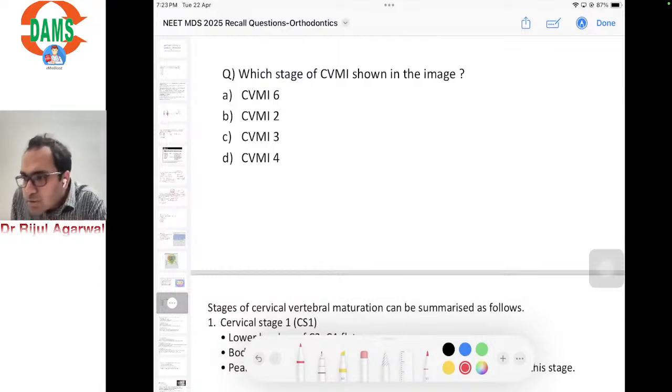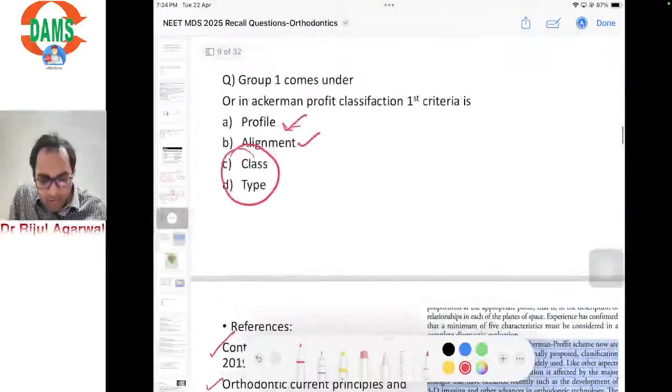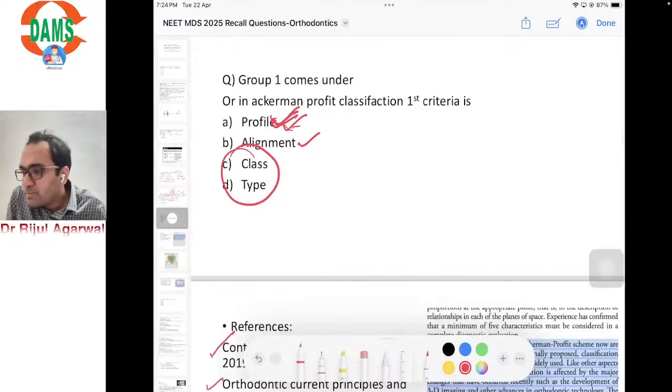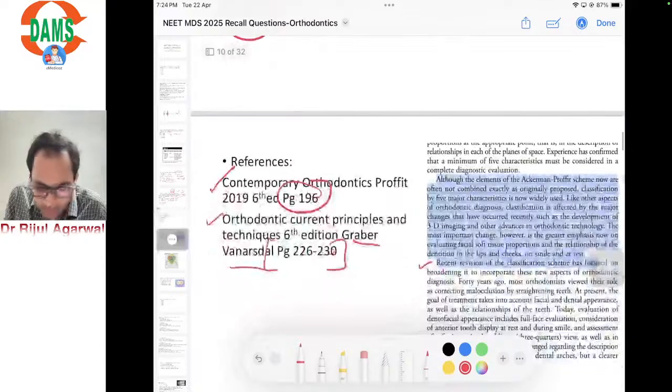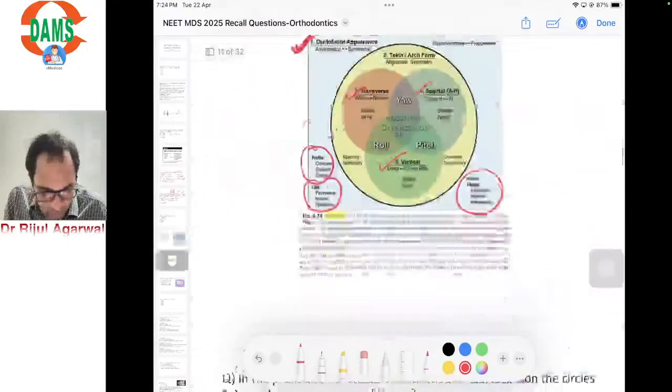ओके सर, I am asking you answer group 1 and its profit is profile यार, it's profile. Lawrence, it's profile. That's what I mentioned. I have mentioned, given you the reference as well, why it's profile and alignment क्यों नहीं है. Okay, I hope I'm clear.